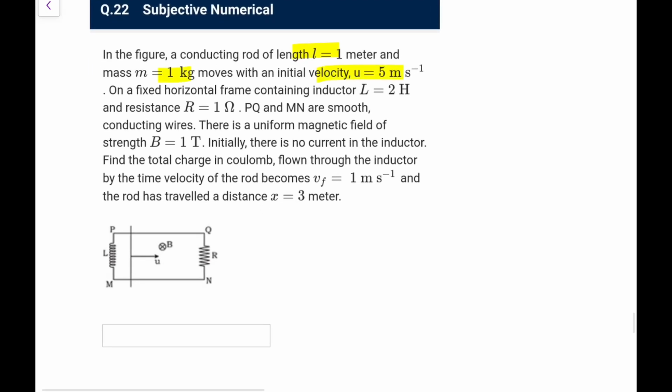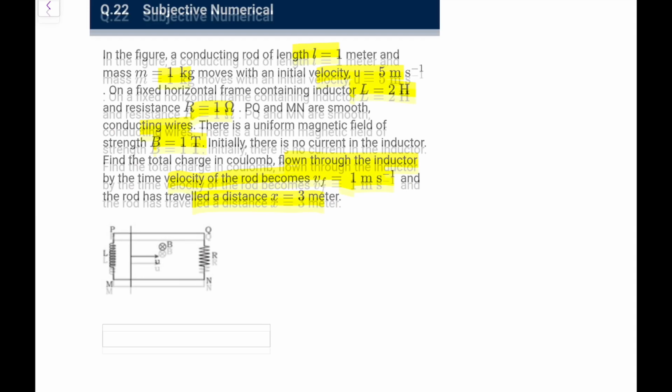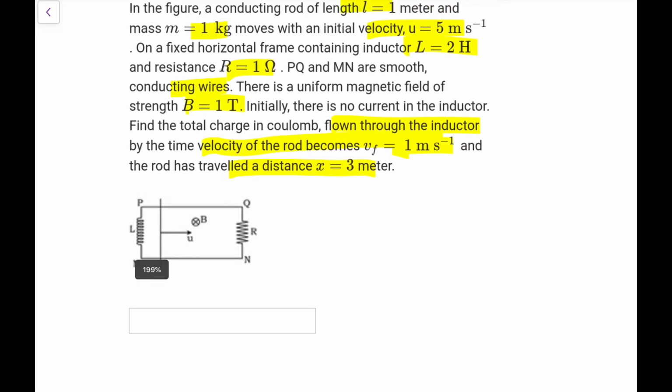Now next one, you have a rod of length 1 meter and mass 1 kg moving with speed 5 on a fixed horizontal frame containing inductor and resistor. PQ and MN are smooth conducting wires. There is a uniform magnetic field of 1 Tesla. Initially there is no current in the inductor. Find the total charge in coulomb flown through the inductor by the time the velocity becomes 1 meter per second and the rod has traveled a distance x equal to 3 meters. So this is what you need. Now this seems not to be an easy one to me.